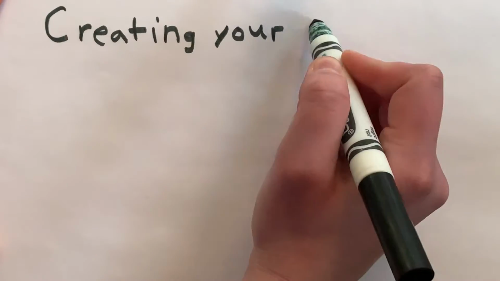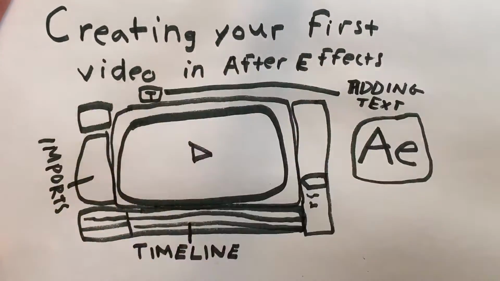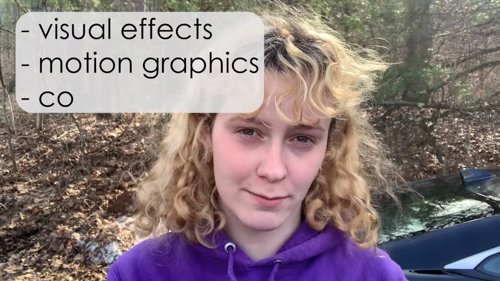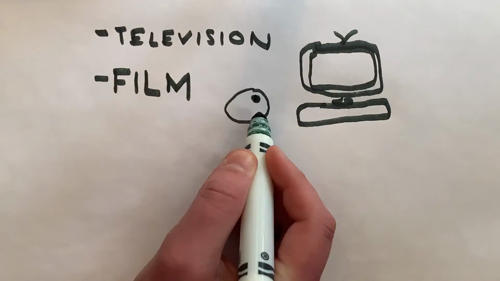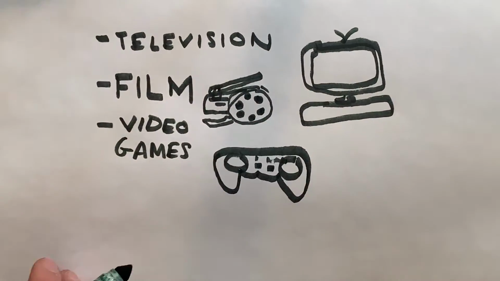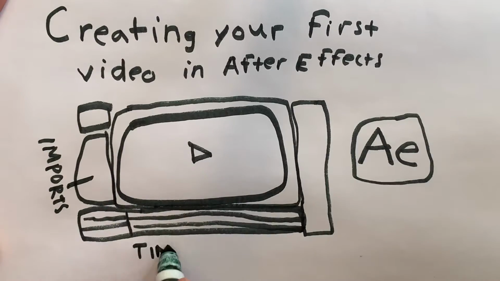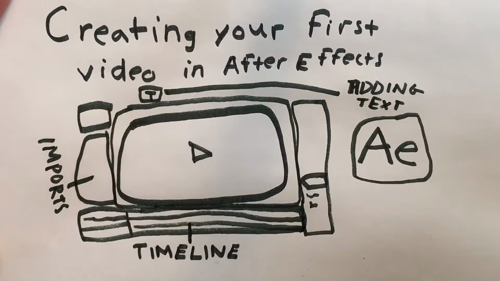Today I'll show you how to create your first ever video in Adobe After Effects. After Effects is a digital visual effects, motion graphics, and compositing software. It's used in post-production for television, film, and video games, among other things. This video will cover creating your first composition, importing footage, navigating the timeline, and adding text.